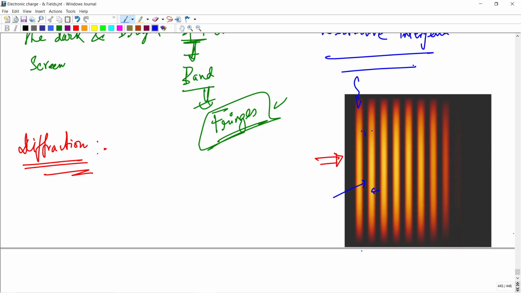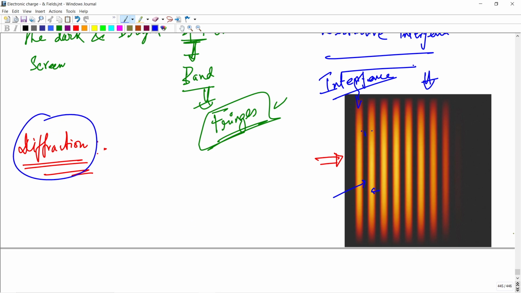These are called interference, not diffraction. This is an interference pattern. Actually, an interference pattern looks like this. Okay, clear. So here we discuss what diffraction is.